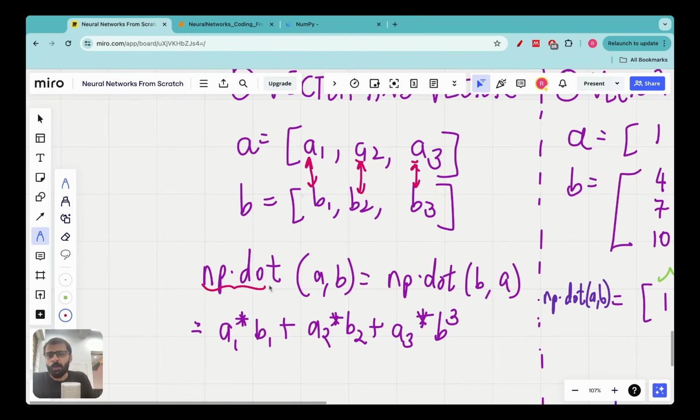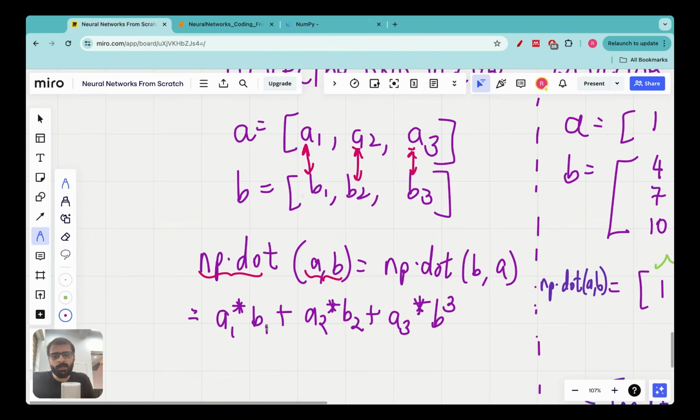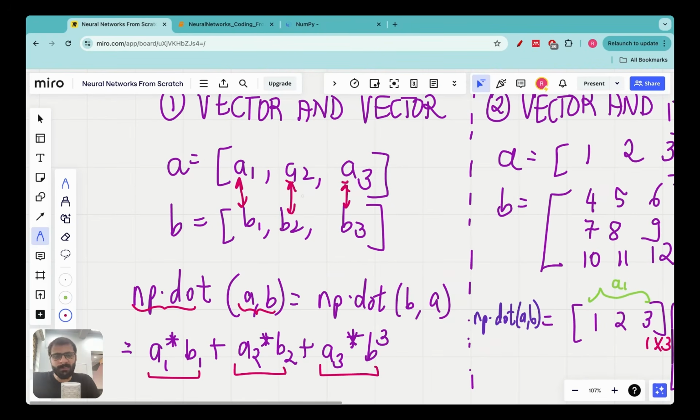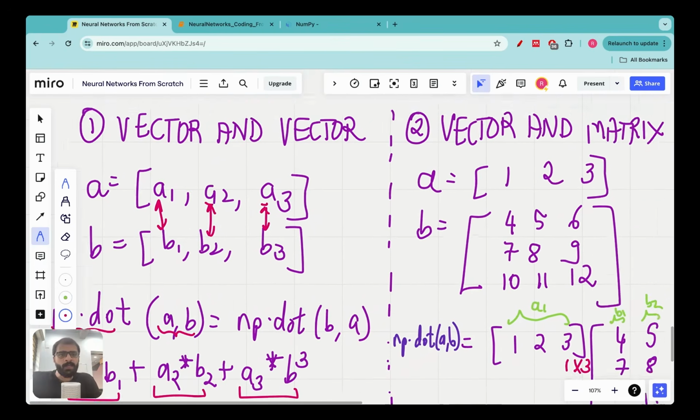So when you do the dot product between two vectors in Python using np.dot, the result is a1 b1 plus a2 b2 plus a3 b3. And you can scale it to as many elements as there are in that particular vector. This is the first thing, and this is pretty easy to understand.